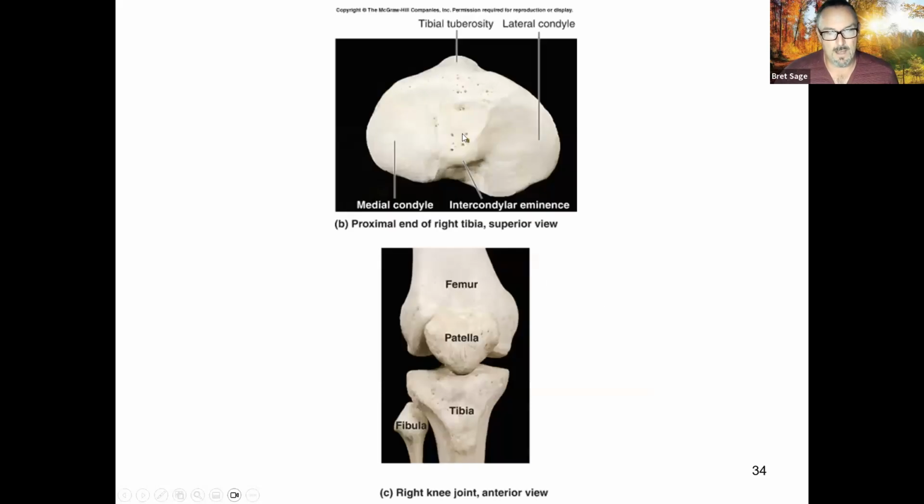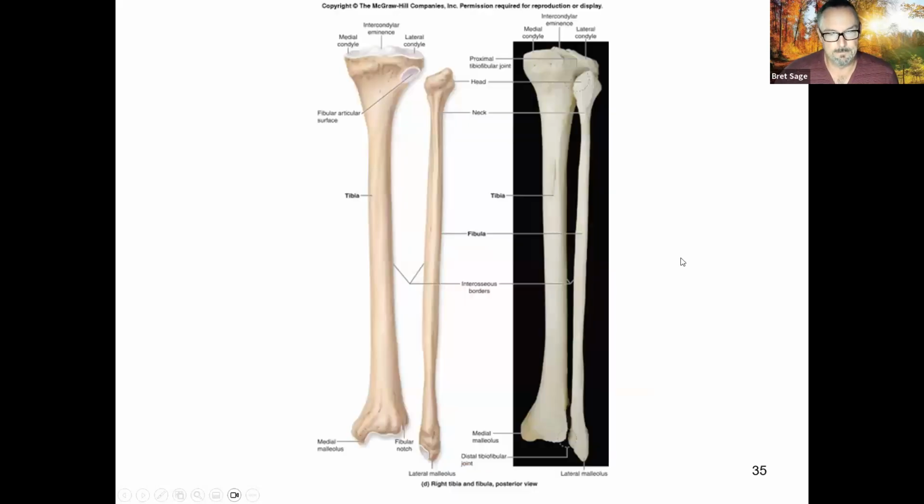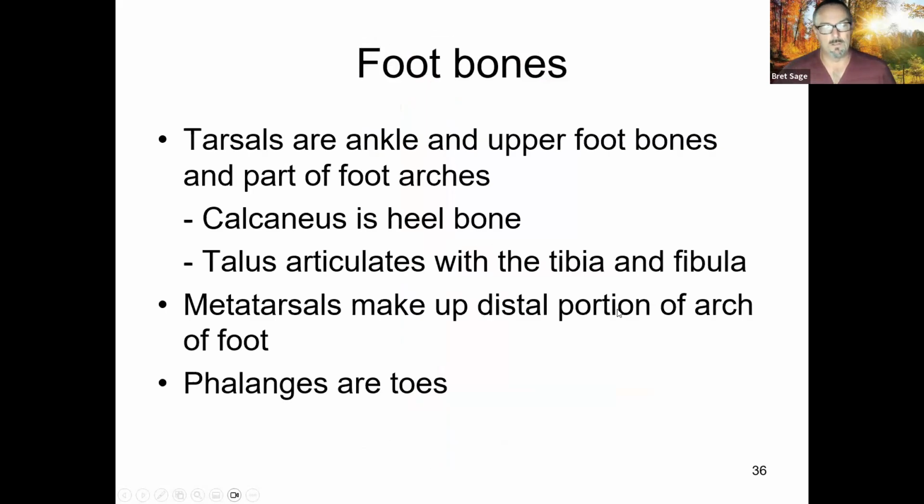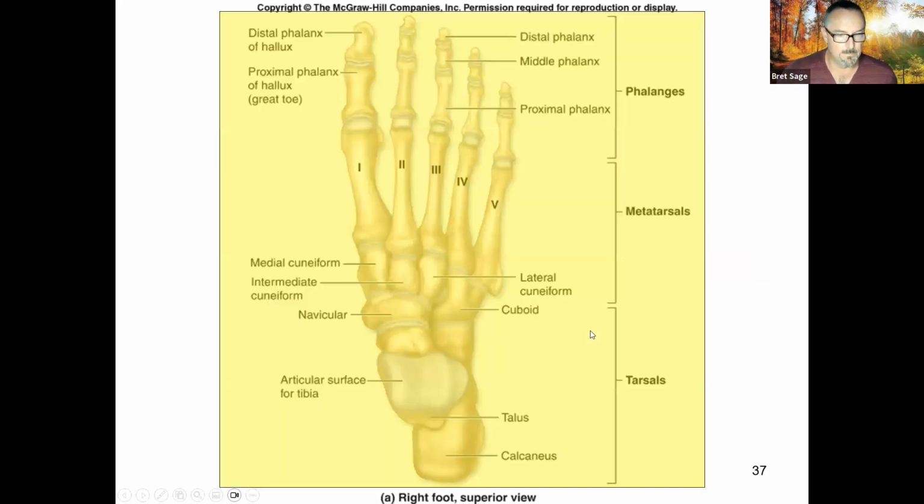Knee joint, top of the tibia. More tibia and fibula interactions and structures. Foot bones. Tarsals are ankle and upper foot bones. Calcaneus is your heel. The talus is the big bone that actually articulates with your tibia. Metatarsals are the arch of your foot, and phalanges are toes. So phalanges are both fingers and toes. These are all the bones of the foot.